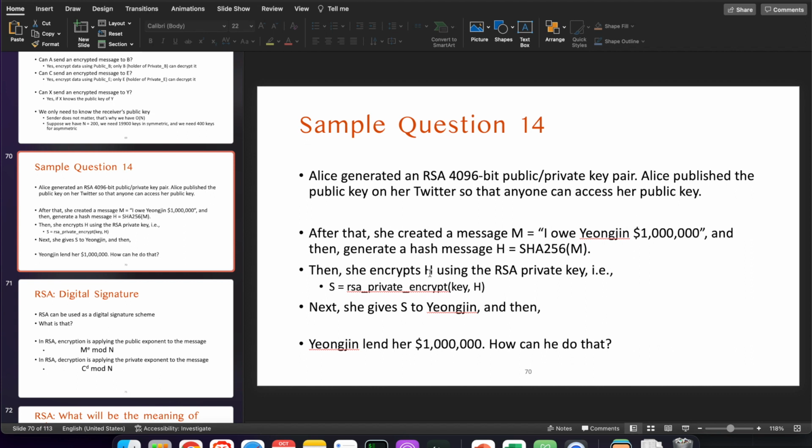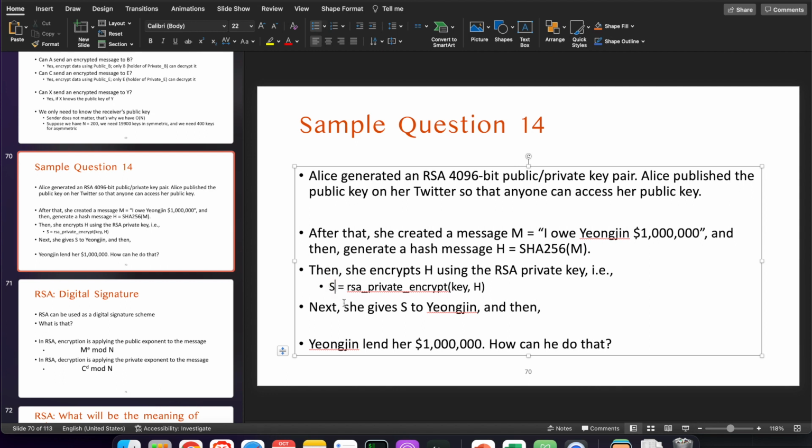Then she encrypts H using her RSA private key to generate the message S, and she gives S to Youngjin. Youngjin indeed lends her $1 million. How can he do that? There will be some descriptions, and this is exactly asking about the concept of the digital signature.